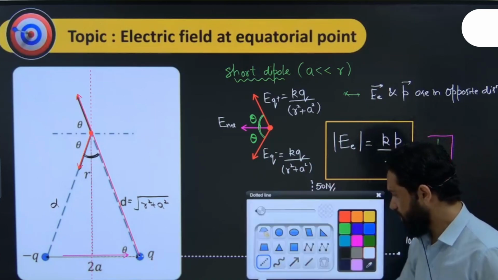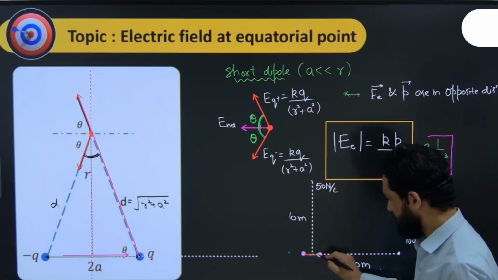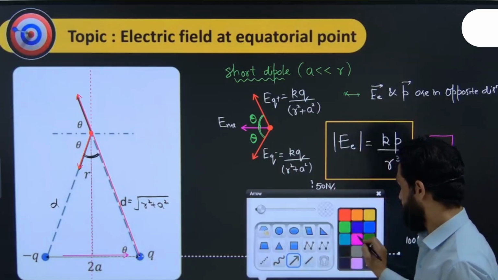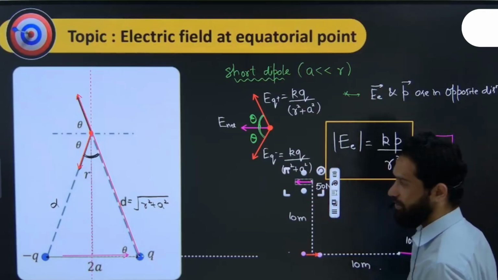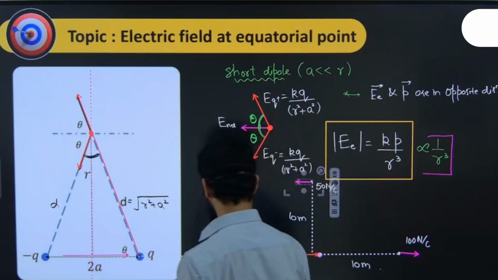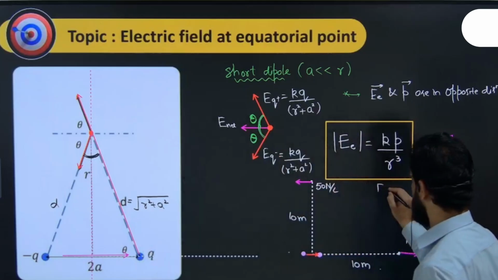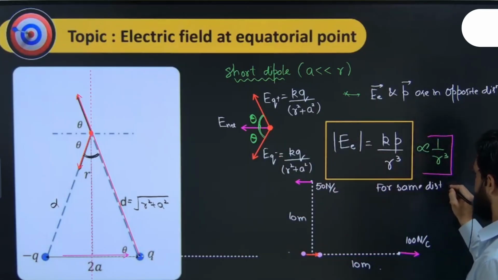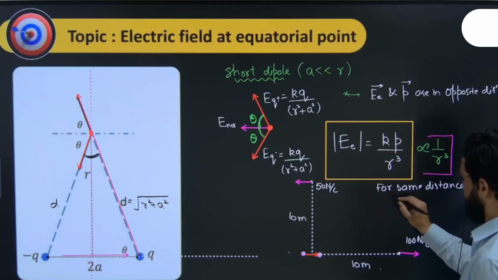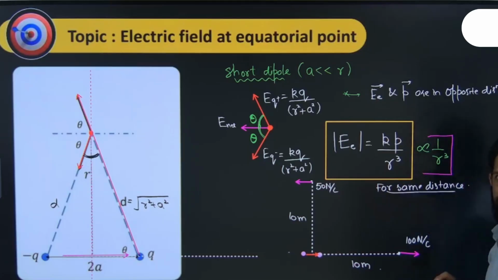Correct? And also one more thing, if the dipole has a direction, this one, positive x-axis, so you should know electric field here is positive and electric field here is negative. Understand? So we can say for the same distance, if we have the same distances along both the axes, correct?